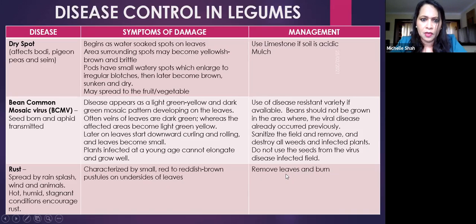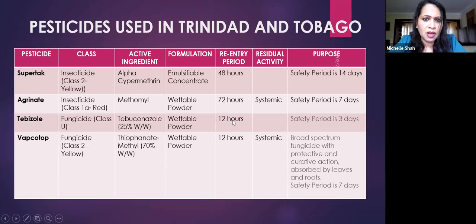The insecticides which I told you are available in Trinidad: we have the Supertac, the Agrinate, Tabizol, and Vapcotop. These can be obtained at agro shops, and there are various classes. The Supertac is a class 2, denoted by a yellow color, and the Agrinate is a class 1, denoted by a red color, which means it's a toxic insecticide. Red denotes high toxicity. Tabizol is a fungicide of a class U, and Vapcotop is a fungicide of class 2, which would be yellow. The label is yellow.